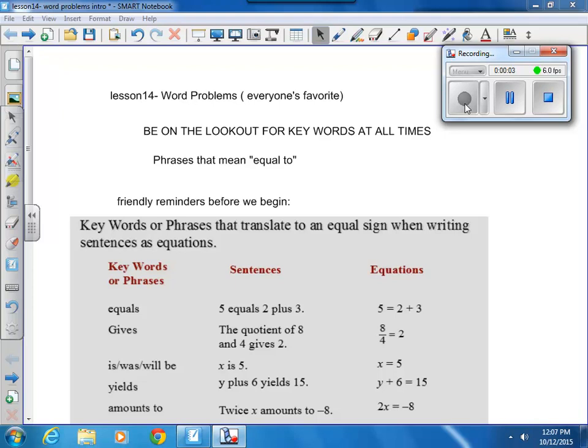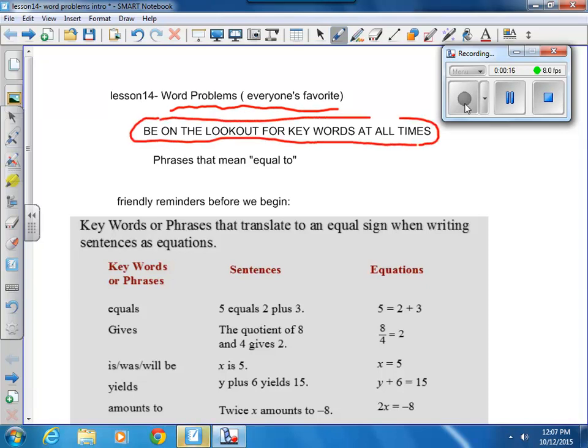Okay, the moment you've been waiting for, word problems. Haha, I know how people feel about word problems. So let's begin our training on how to deal with word problems. You always want to be on the lookout for keywords at all times.